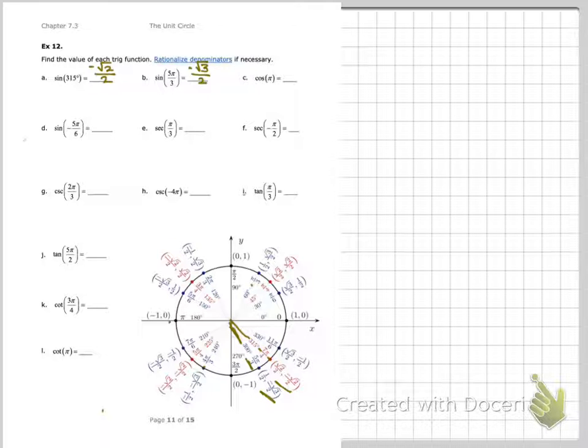Cosine of pi, pi is 180, so there's our pi. Cosine is that x value, so the cosine at pi is negative 1.